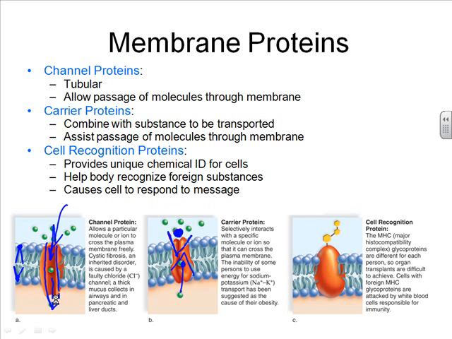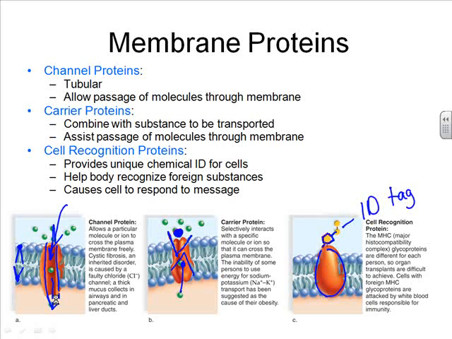A cell recognition protein is the protein I was talking about earlier with the carbohydrate chain. Here's a protein embedded throughout the membrane. It has a carbohydrate chain attached. This is your ID tag. It helps your body recognize what is you and what is foreign, what is not you. It also causes your cells to respond.